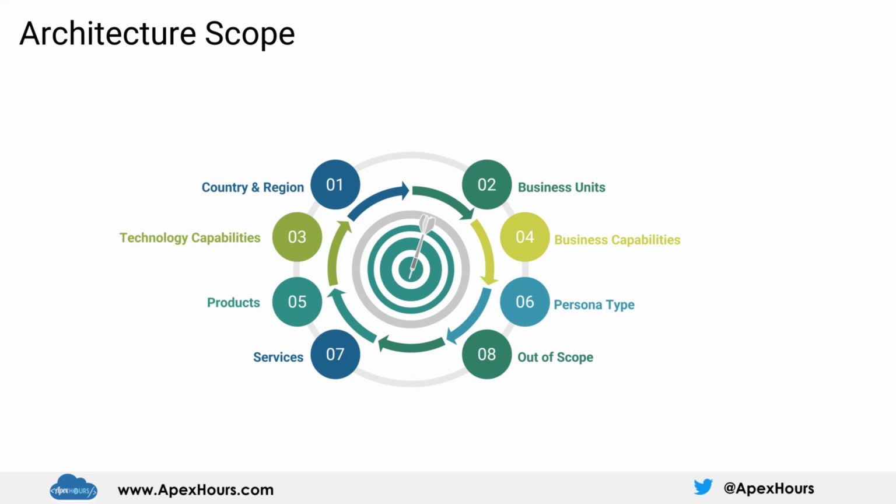Next one, persona type. You need to think about, is it only customers? Is it only for the partners? Is it for the employees or for different agency members for which you are defining this whole system? Those personas help to drive the digital journey for that organization.